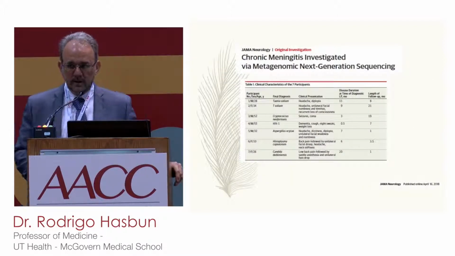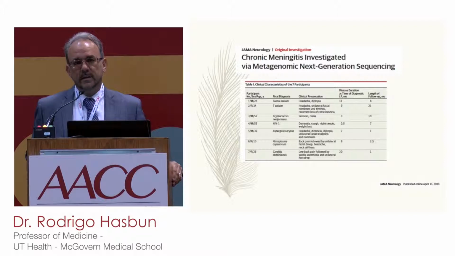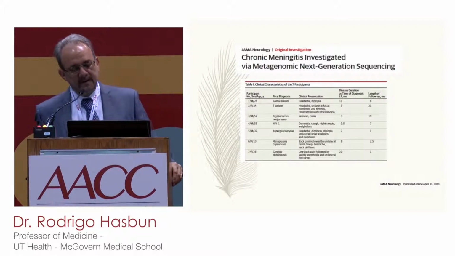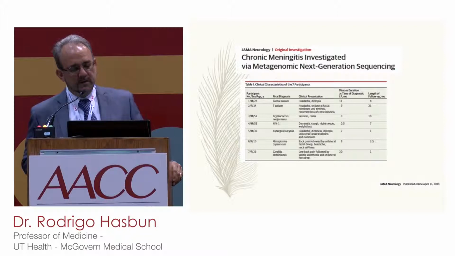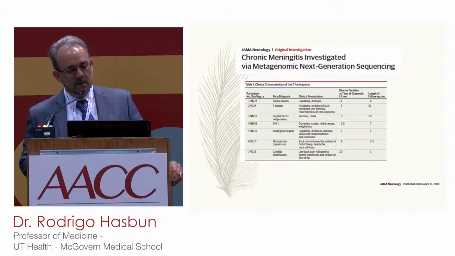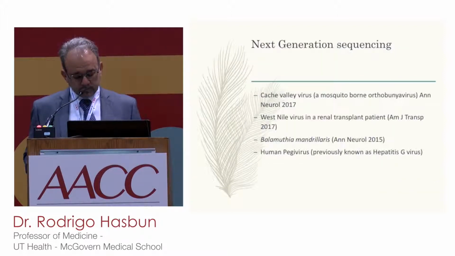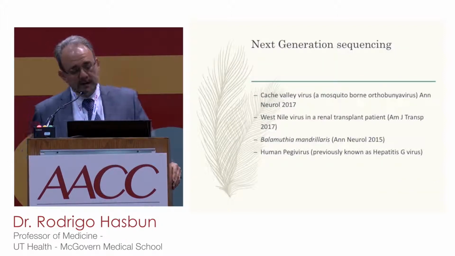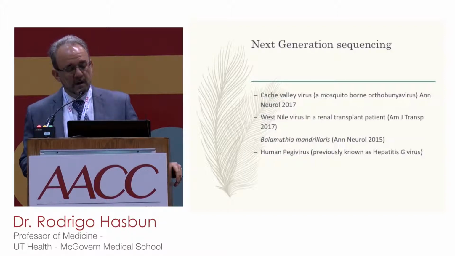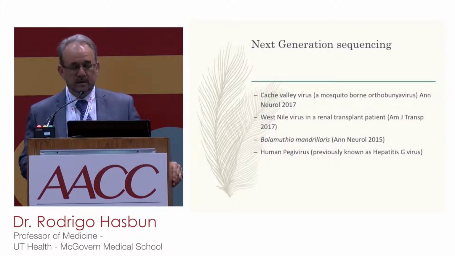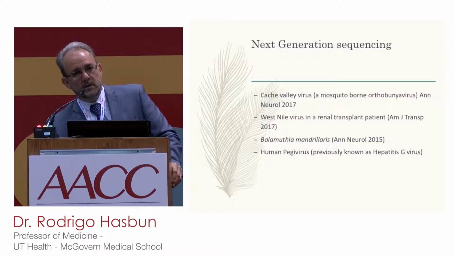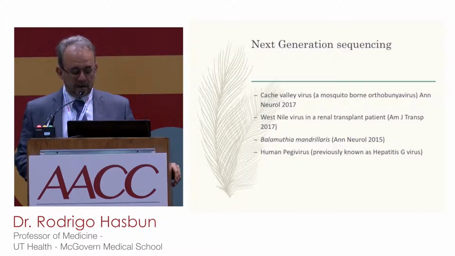And again, Dr. Wilson published this year his experience with chronic meningitis, and he was able to detect 7 etiologies with next generation sequencing: Taenia solium in 2, crypto in 1, HIV in 1, aspergillus, histo, and Candida dubliniensis. This last one was in an IV drug user that came in with an epidural abscess. So it can detect etiologies when standard of care does not. It has also detected Cache Valley virus, West Nile in a renal transplant patient, Balamuthia in a patient, and human parvovirus. So weird viruses can be detected by this technology.